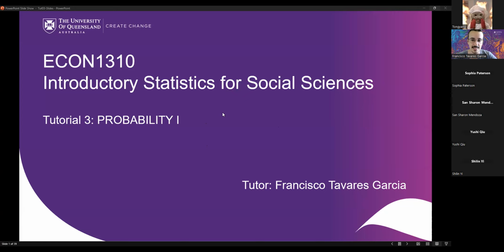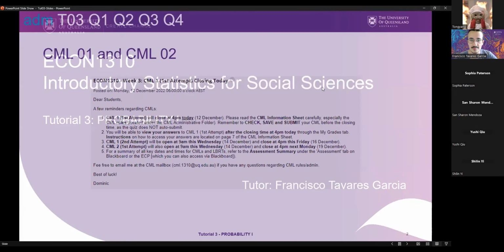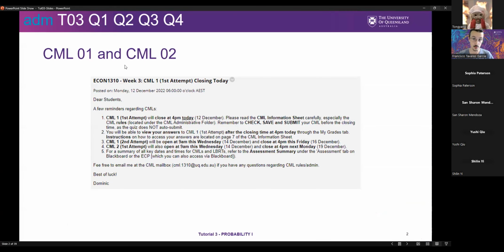Let's start with the admin stuff. As most of you might know, yesterday the first CML closed at 4 p.m. This was the first attempt, so I hope you had a chance to give it a go. I noticed that most of the students did. A few students didn't even open it, and one student hasn't submitted, which is very important not to forget. I don't know if the student forgot or just gave up, but it doesn't submit by itself, so it's important.